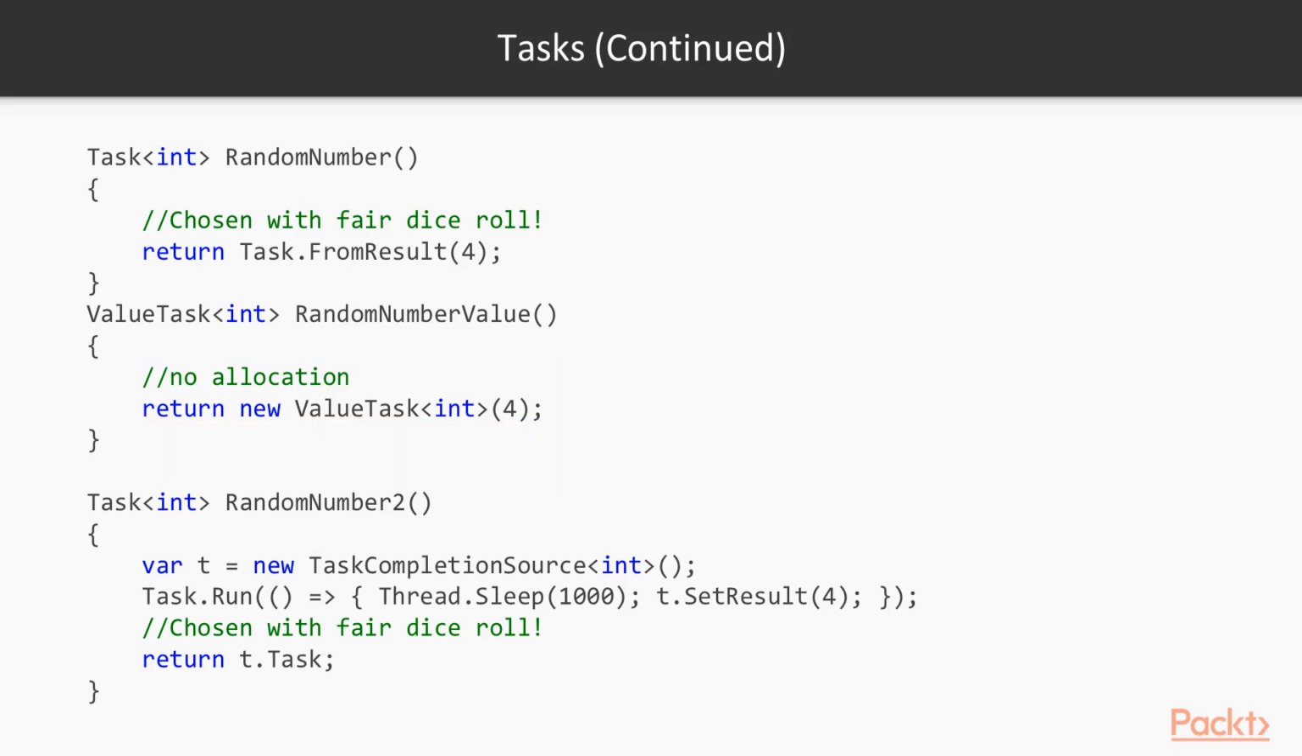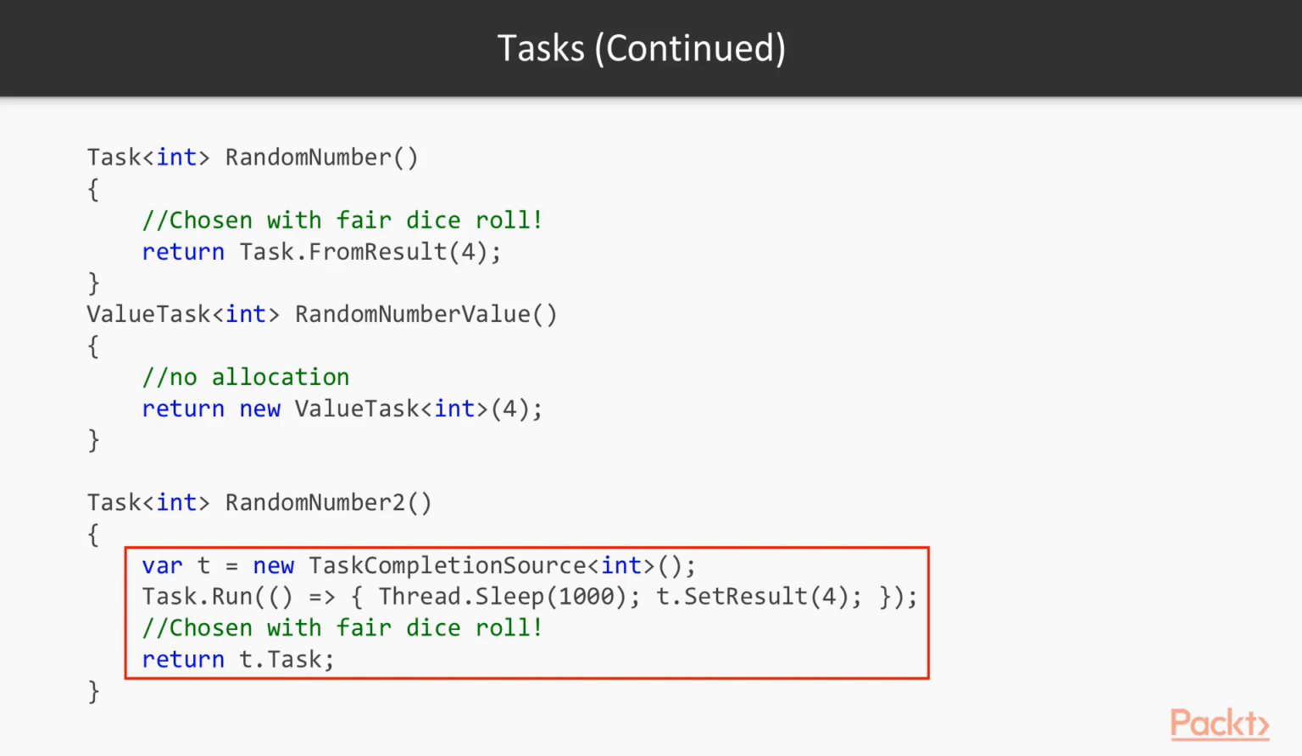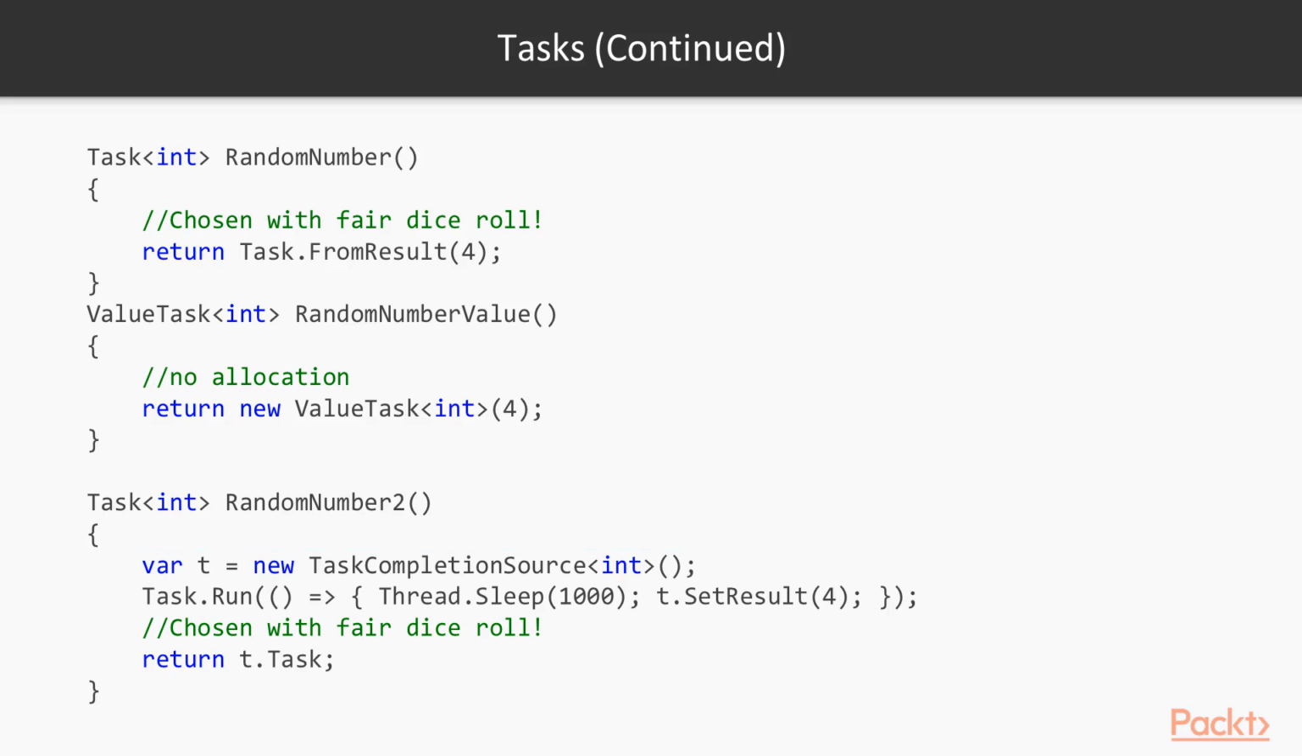Finally, a third way to create a task is that you can explicitly control when a task ends. So we create a TaskCompletionSource and then we return it as a task. And notice in another task, we specify t.SetResult as 4, which signals that the task should end. So these are the different ways to create a task.